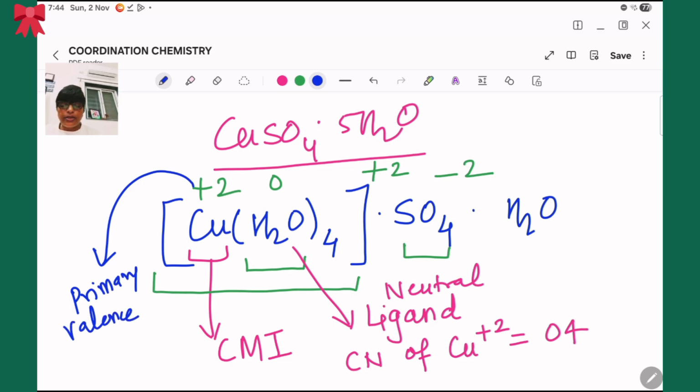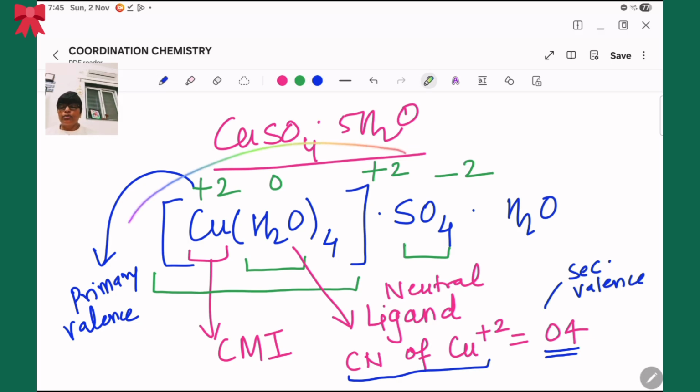What is the secondary valency of copper +2? How many bonds is it making with water? 4 bonds. What is the coordination number of copper +2? 4. So 4 is the secondary valency, and it has a directional character. And what is the coordination entity in this case? Whatever is inside the square bracket is called the coordination entity. This species which I am circling right now is the coordination entity.